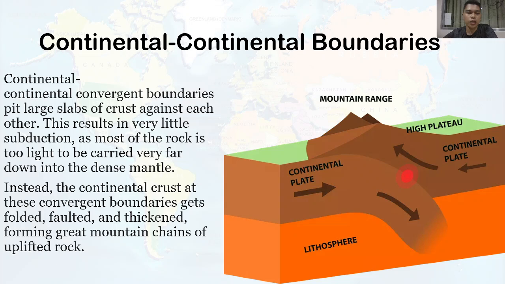For the continental, as I have said a while ago, mountain ranges will be created when one plate subducts and the other plate rises. Large slabs of crust collide against each other. This results in very little subduction, as most of the rock is too light to be carried very far down into the dense mantle. Instead, the continental crust at these convergent boundaries gets folded and thickened, forming great mountain chains of uplifted rock. So as I've told you, we have the Himalayas mountain ranges, and close to us is the Kitanglad mountain ranges in Bukidnon. That is an example of continental to continental plate boundaries.